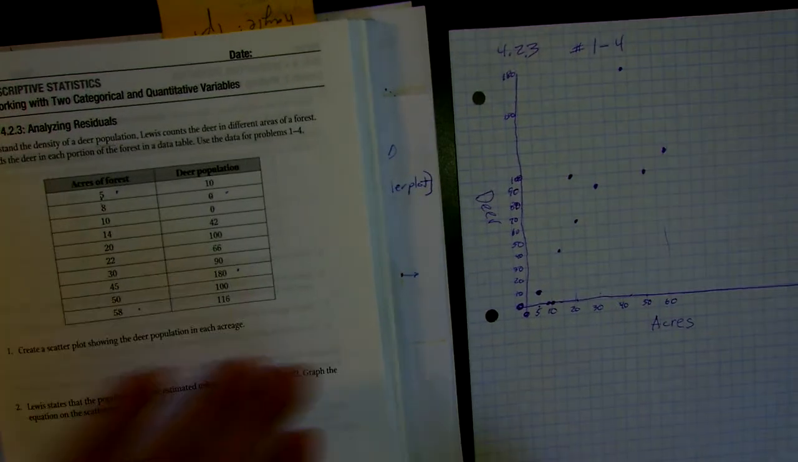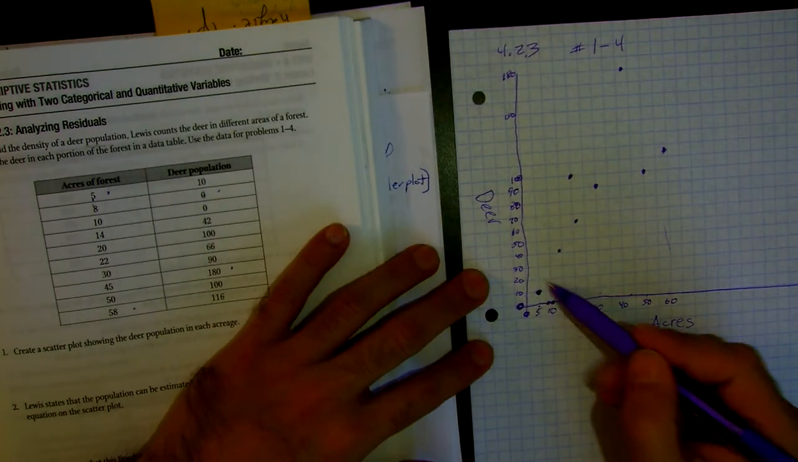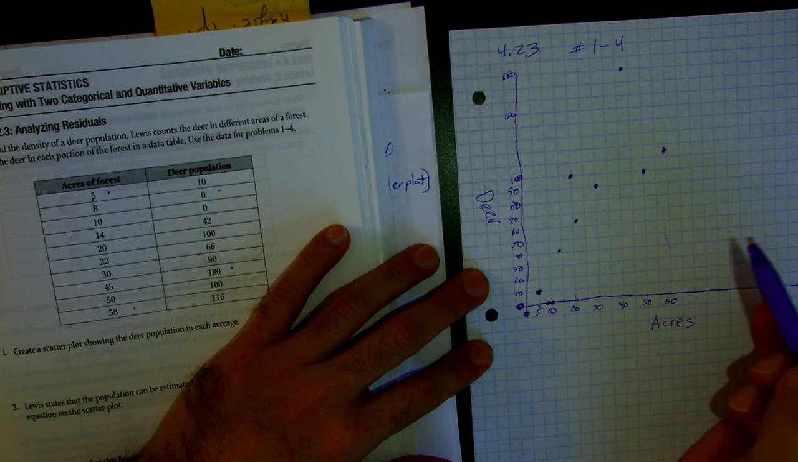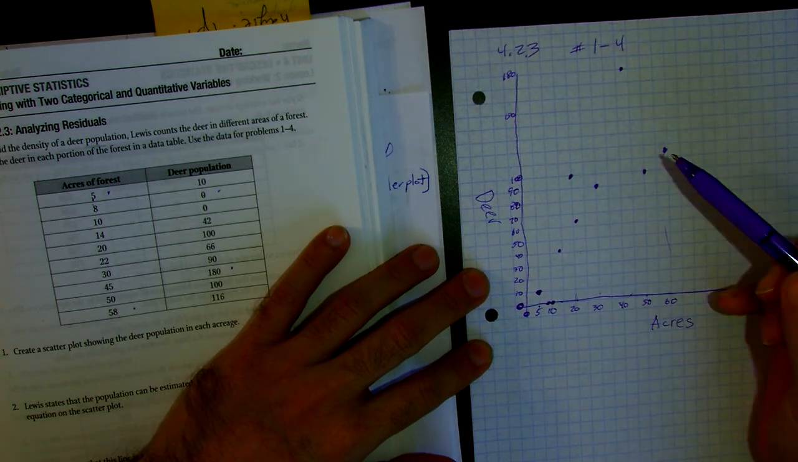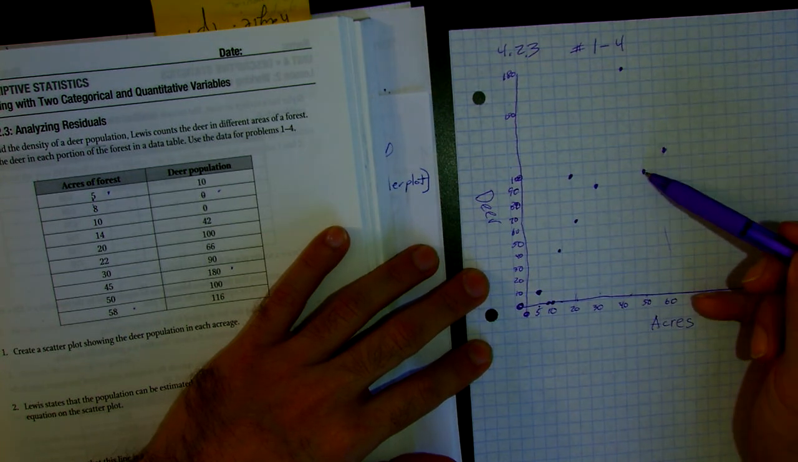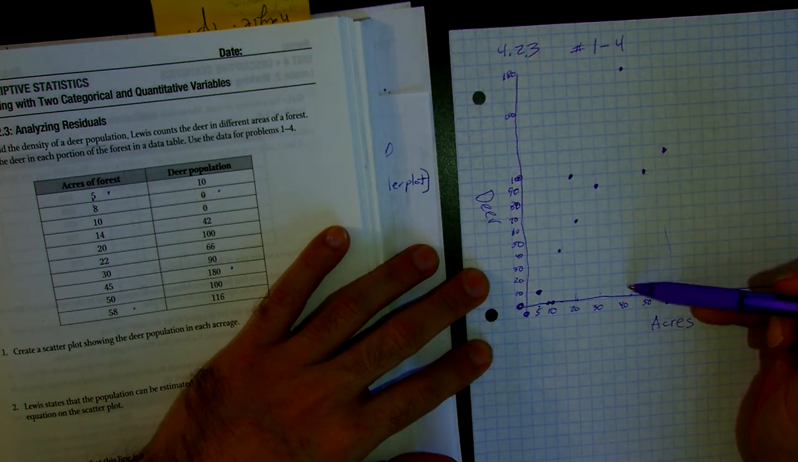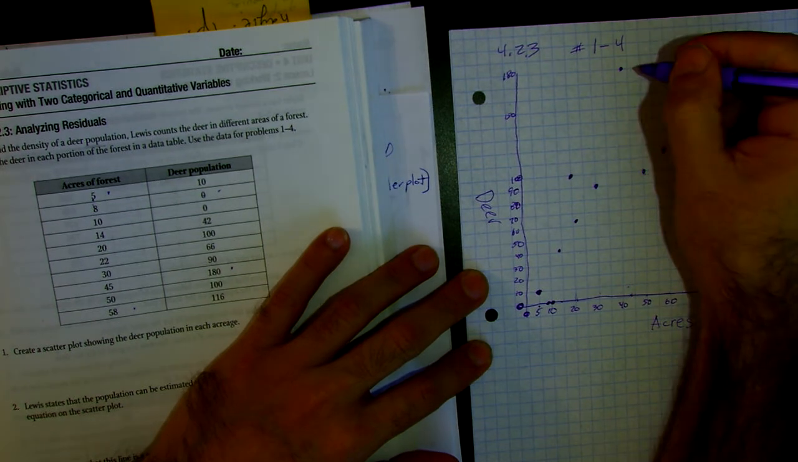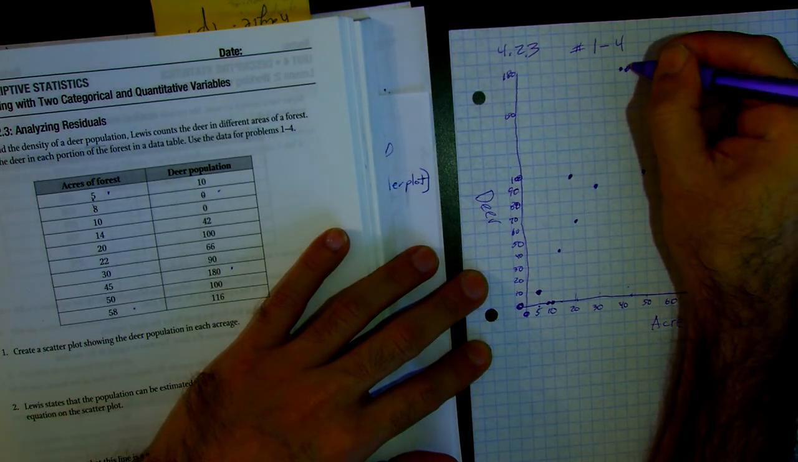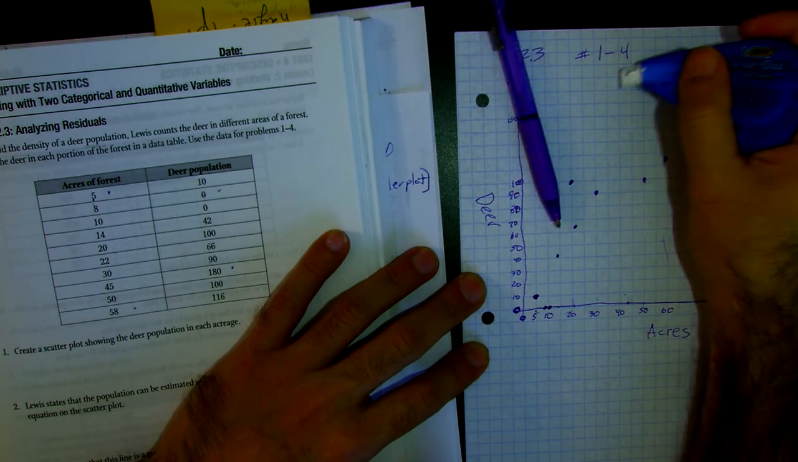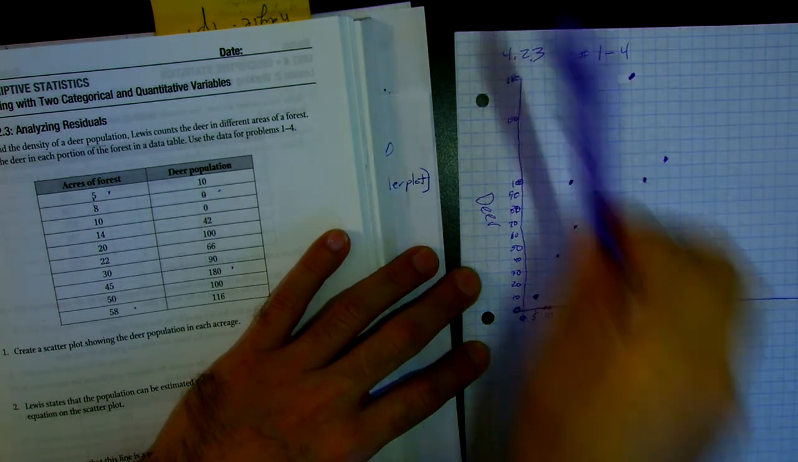So what this is saying is that it does look like the smaller acreages have fewer deer, but then it's kind of inconsistent. You see how right here at 50, you can have 100. And then over here at, what is this, like 40, 42, 45, there was like 180. It should be right there, actually. All right, if you make a little mistake, just fix it.